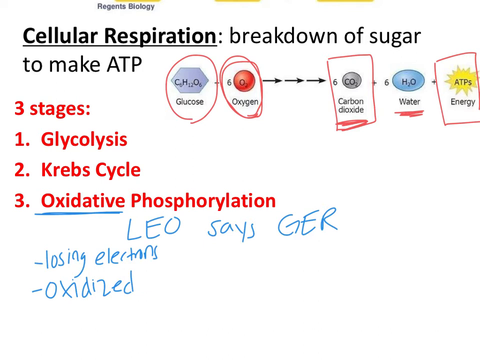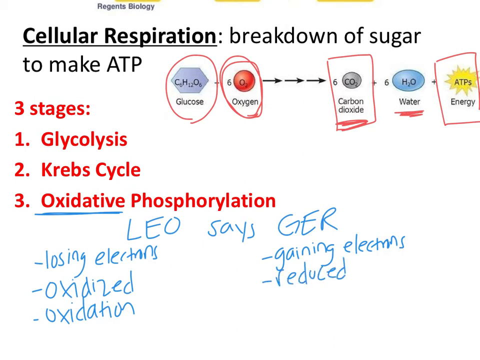That molecule, when it loses an electron, undergoes a process called oxidation, the loss of an electron, the loss of energy. Grr reminds me of the opposite. When a molecule gains electrons, it is gaining energy. It is then said to be reduced. The molecule is reduced, and that is the process of reduction.